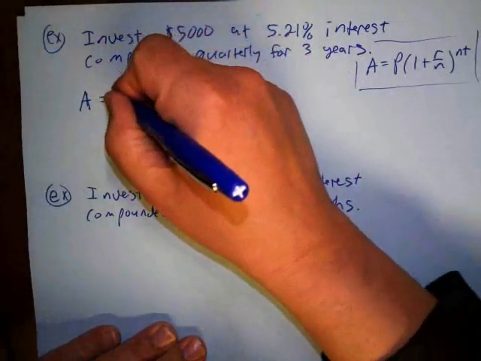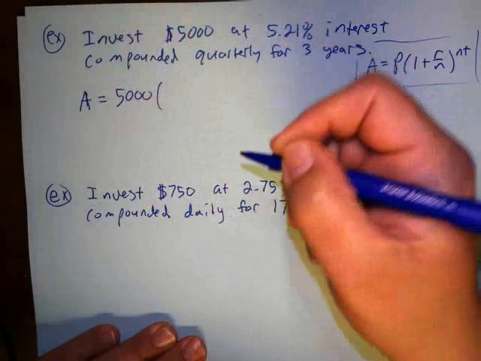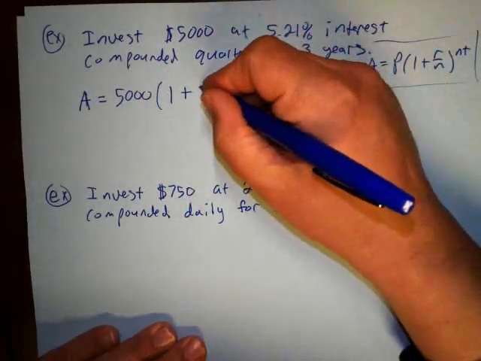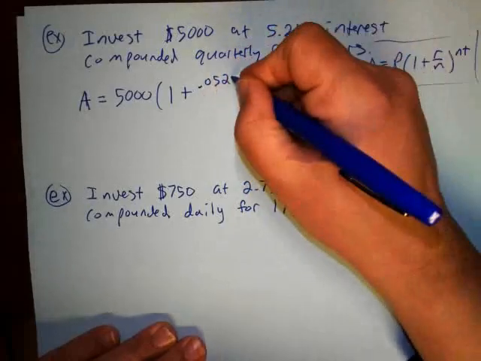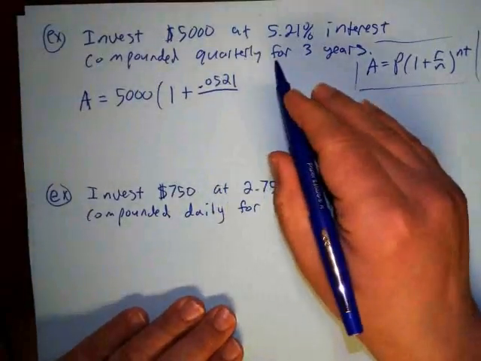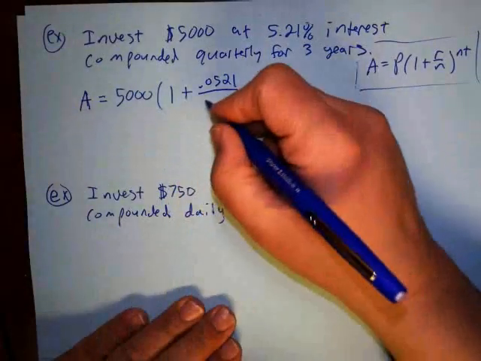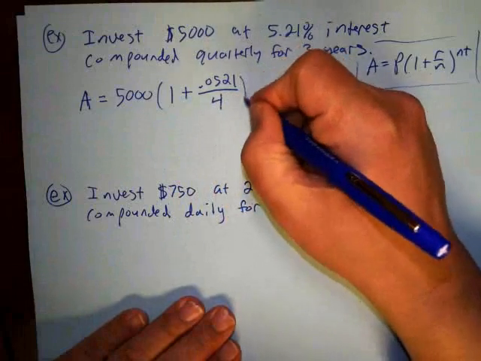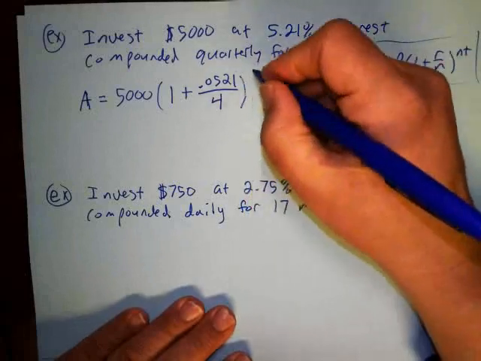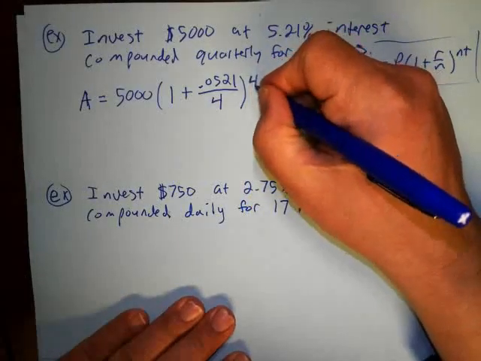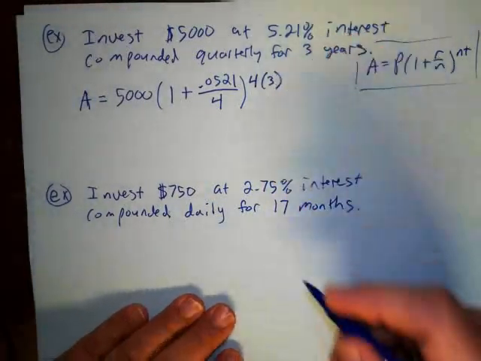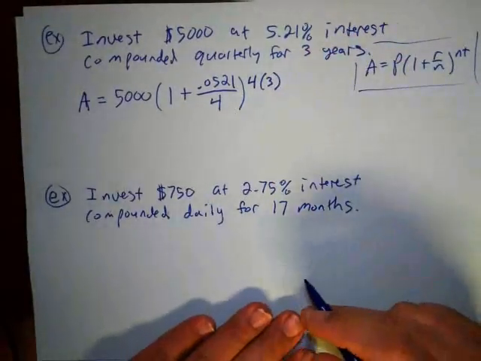So I take the $5,000, my principal, I multiply that by 1 plus R over N, so I convert the interest rate to a decimal, like that. I divide by N, so what is my N if it's compounded quarterly? So your N is 4, so that'll be 4. So notice that N gets used again up here in the exponent, right? This will be 4 as well, okay? And then my time is 3 years, so I'm going to multiply that by 3. So it'll look like that, okay?